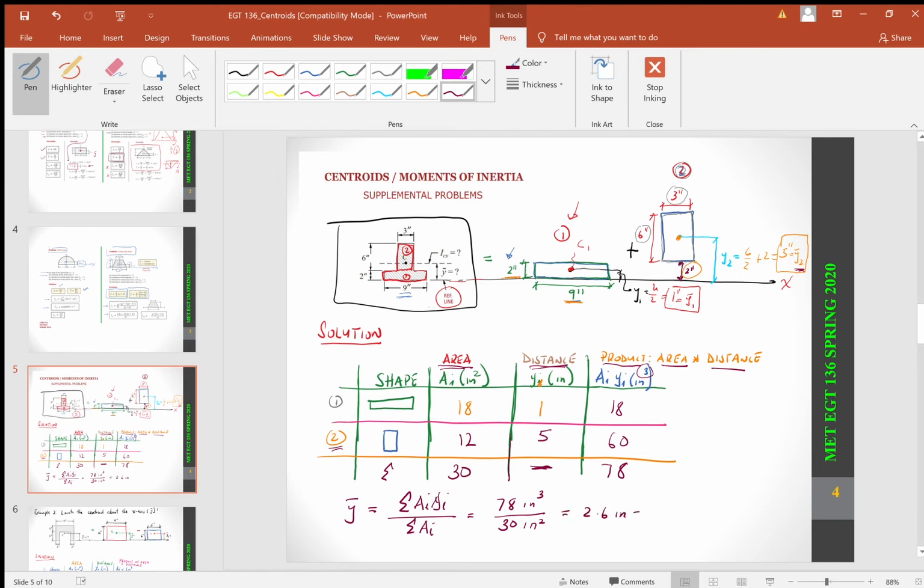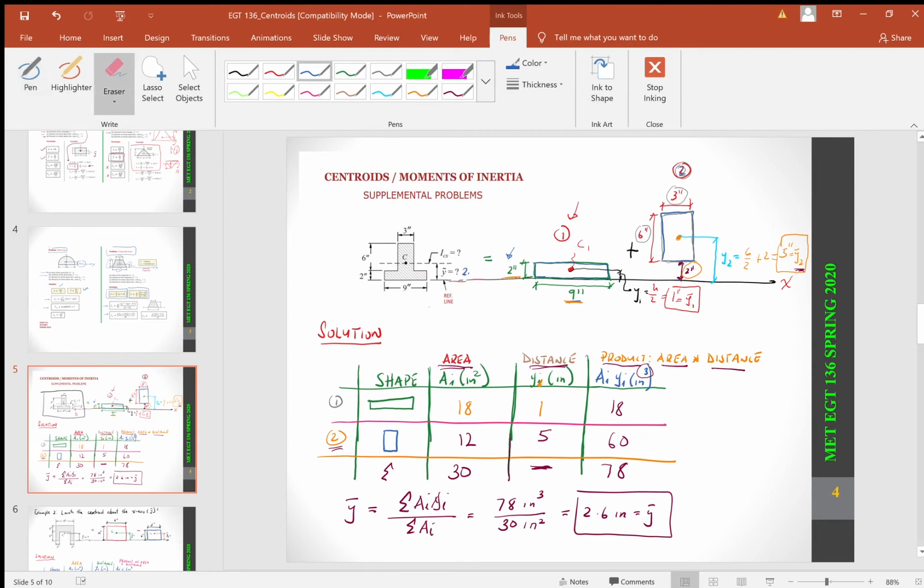Okay, 2.6 inches equals your y bar. So this is your total centroid. In other words, if I were to go back here and erase all of this, this right here is 2. Erase this part too. This would be 2.6 inches.